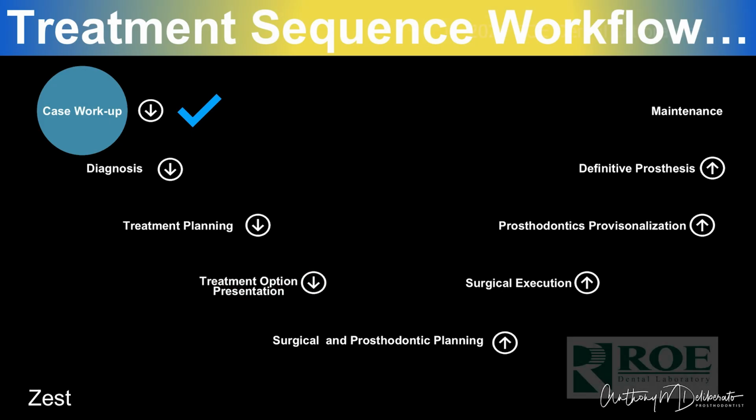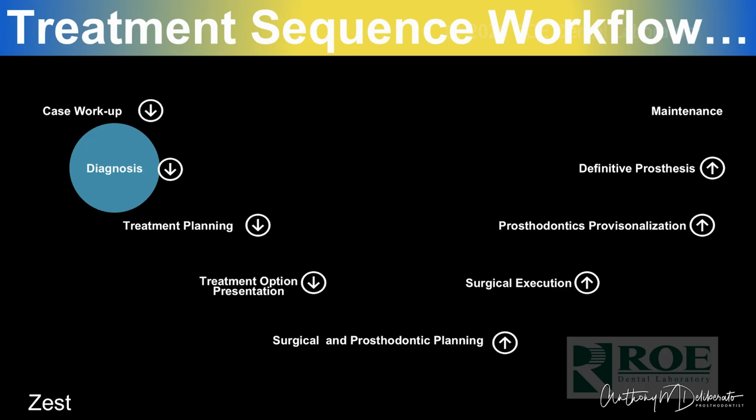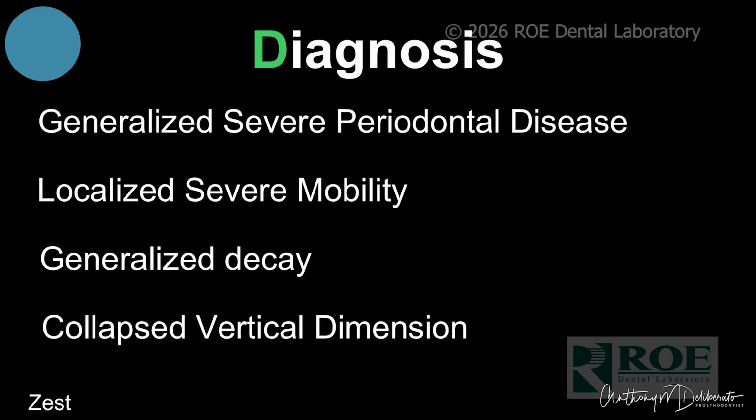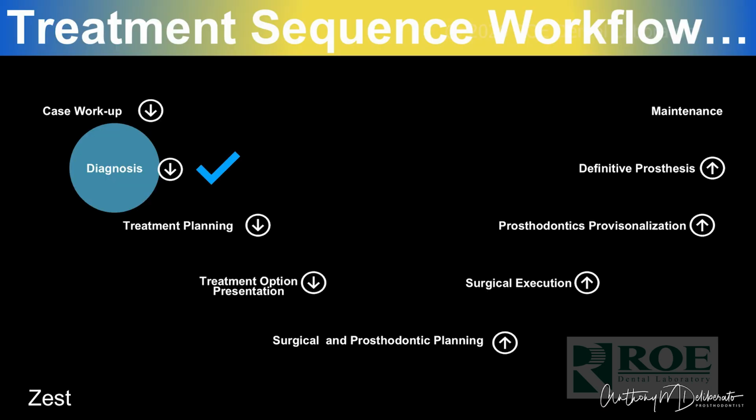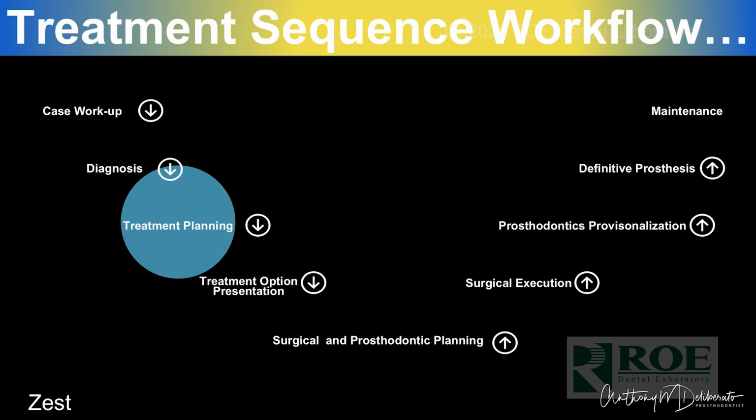So now that we have our case workup done, we can give our diagnosis. My diagnosis for this case was generalized severe periodontitis, localized severe mobility, generalized decay, and a collapsed vertical dimension. And now that we've made our diagnosis, we can go in on the treatment planning.